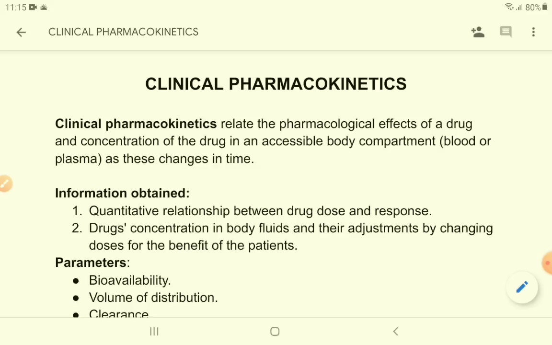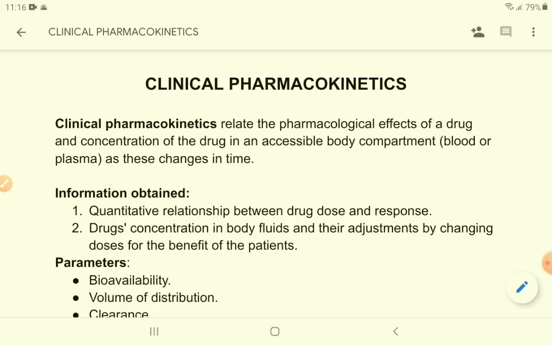So what is clinical pharmacokinetics? Clinical pharmacokinetics relates the pharmacological effects of a drug and concentration of the drug in an accessible body compartment, that is blood or plasma, as this changes in time. That means clinical pharmacokinetics is the study of doses and their responses, mainly these things.